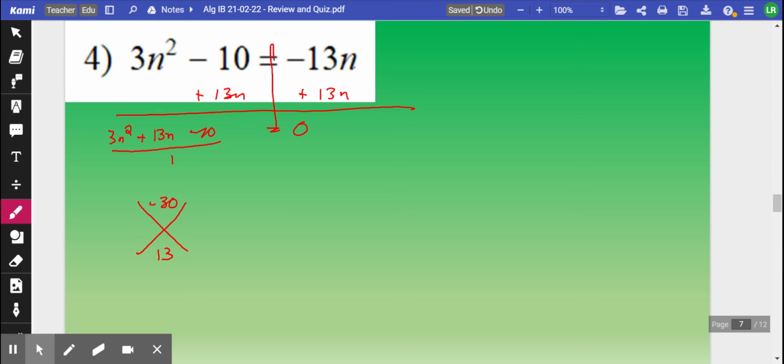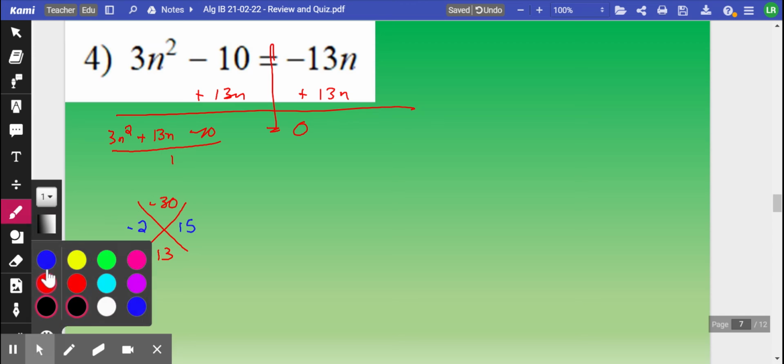So remember, if it multiplies to be negative 30, one of the two numbers has to be negative. And for this one, it's going to be negative 2 and positive 15. Those multiply to be negative 30, and they also add up to be 13. Let's do our last part.